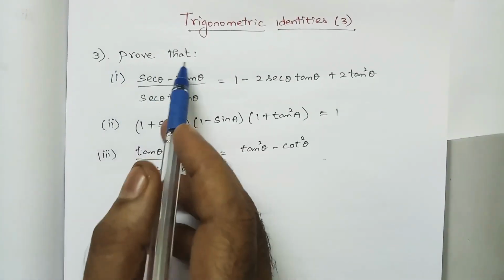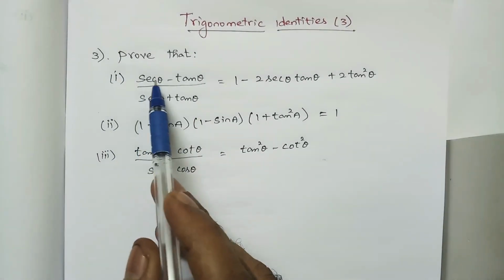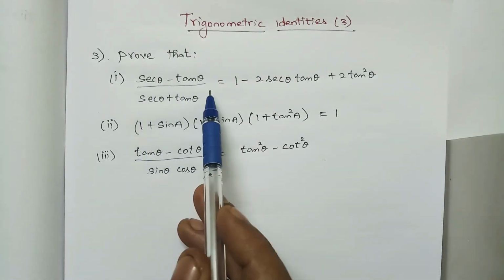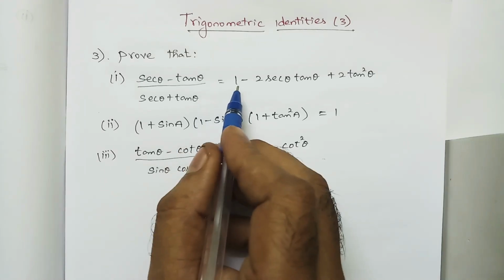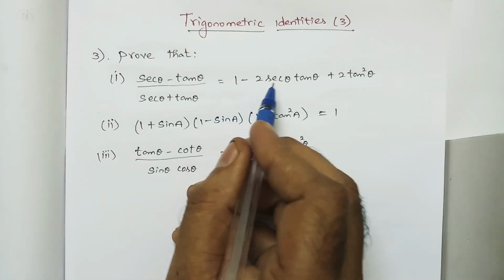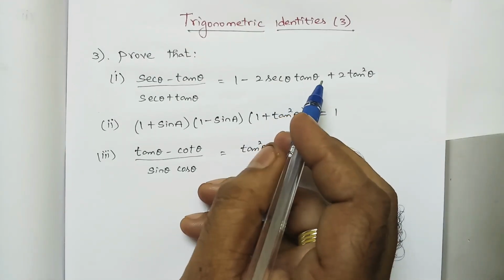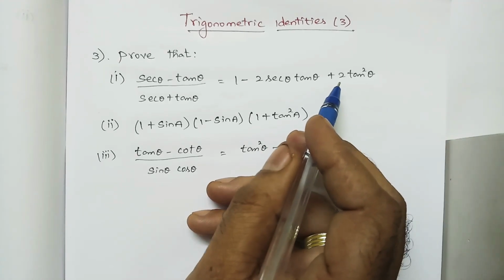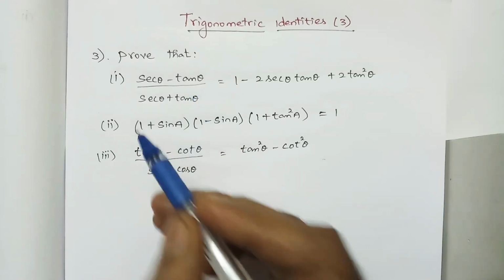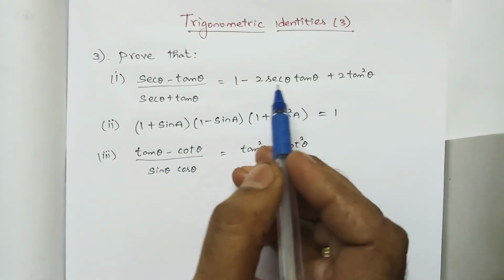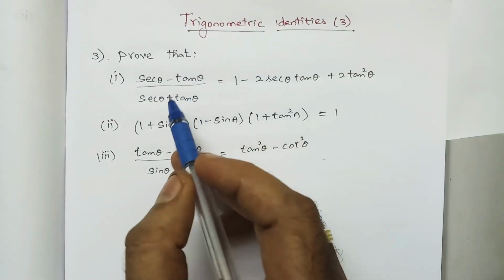Sum 3, prove that, subdivision number 1: (sec theta minus tan theta) divided by (sec theta plus tan theta) is equal to 1 minus 2 sec theta tan theta plus 2 tan square theta. So we have LHS and RHS. We can take the LHS and bring the RHS, otherwise we can take the RHS and bring the LHS.